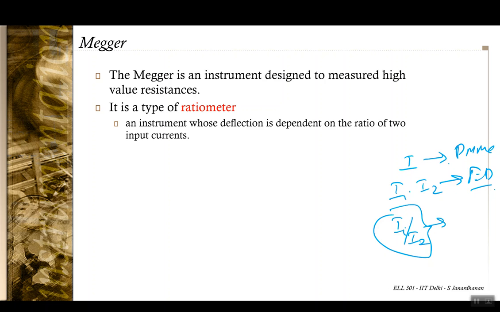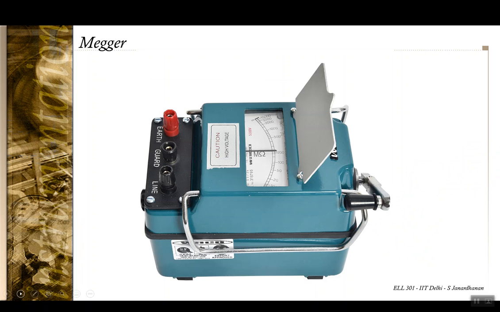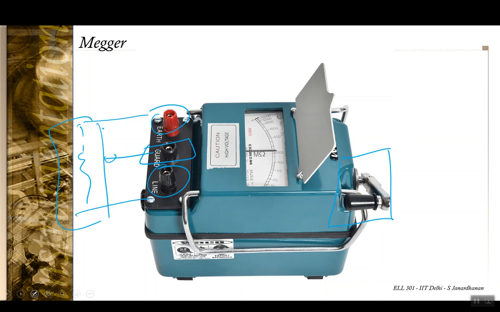Okay, let's have a look at it. So this is the megger circuit. It is not connected to any power source. It powers itself with a cranked generator. You can see there is a guard terminal, and a line and earth terminal, which is connected to the resistor under test. So this guard terminal will be connected like this.